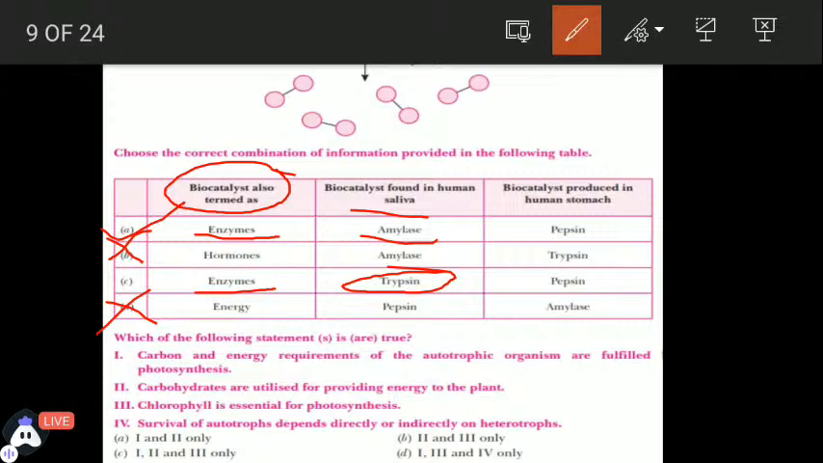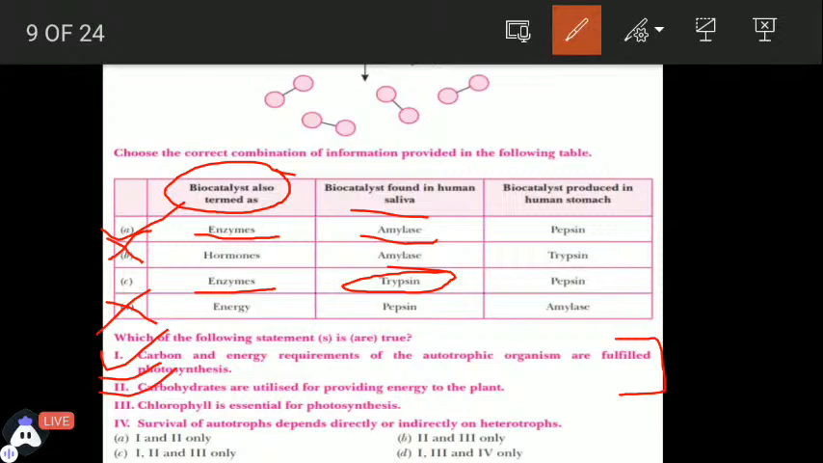Yes, perfect. The correct answer of this question is C. That is our statement first, second and third. All the three are correct. As they say that carbon and energy requirements of autotrophs are fulfilled by photosynthesis. We know that the plants complete their energy by photosynthesis. Carbohydrates are utilized for providing energy to the plant.